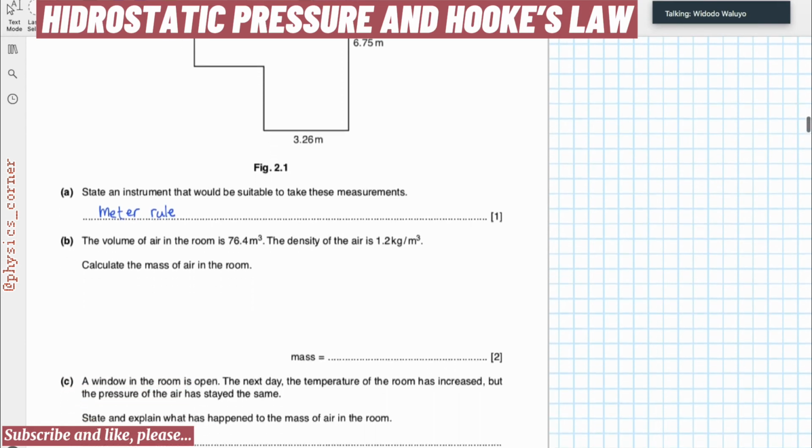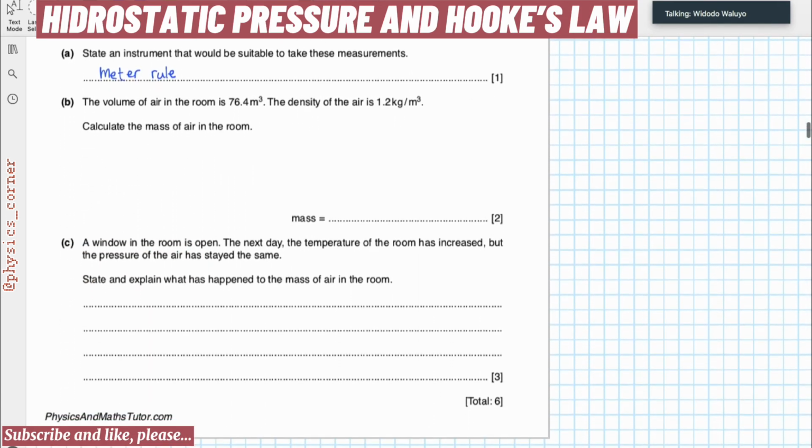Then question B. The volume of the air in the room is 76.4 meter cubed. The density of air is 1.2 kilogram per meter to the power 3. Calculate the mass of the air in the room. This is the relationship between density and volume. They need the mass.